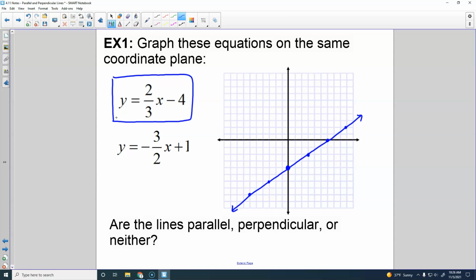And then I've got y equals -3/2 x plus 1. I'm going to use a different color for that. I think I'll use green because I can. So I have a y-intercept of 1 from this number right here. And then my slope is -3/2, so I need to go down 3, to the right 2. Down 3, to the right 2. And so I should get this.